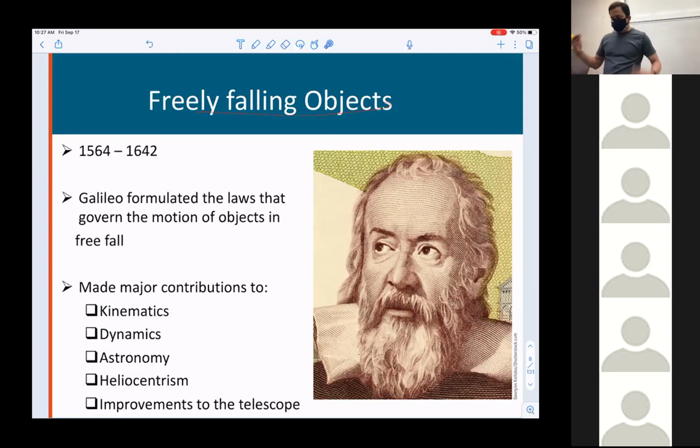He was a pretty amazing guy. He made incredible contributions to physics in the study of kinematics, dynamics, astronomy. I think he discovered some moons of Jupiter. One of the advocates of heliocentrism, that is, the sun is at the center of the solar system, not the Earth. And what was amazing about him is that he really was like a Renaissance man.